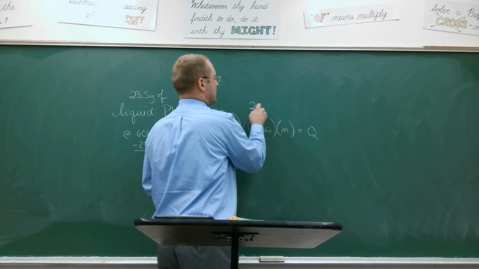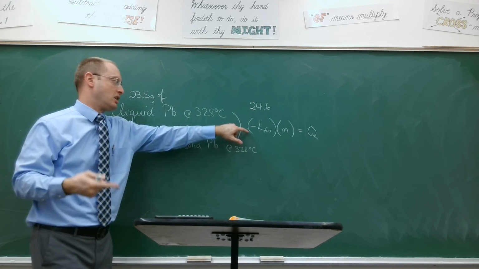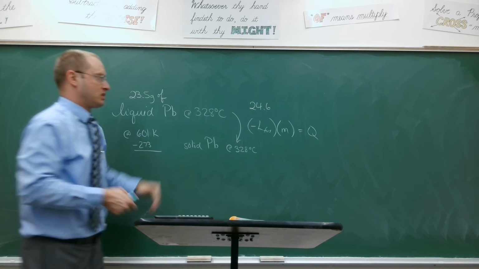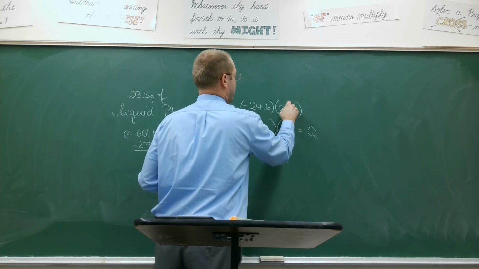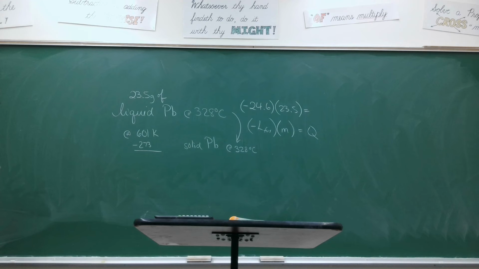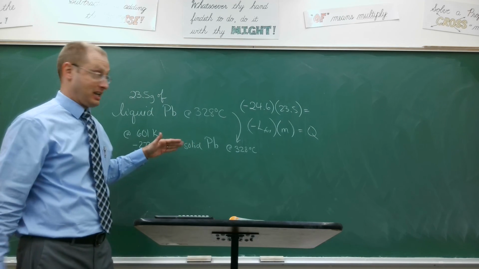Good, 24.6, but remember, we're going the other direction. We're not adding this heat, we're taking this heat out of the liquid lead so it will go back into a solid. So negative 24.6. We said the mass was 23.5 grams. So how much heat does it take to absorb out of the liquid lead so that it will go back to being solid lead again?